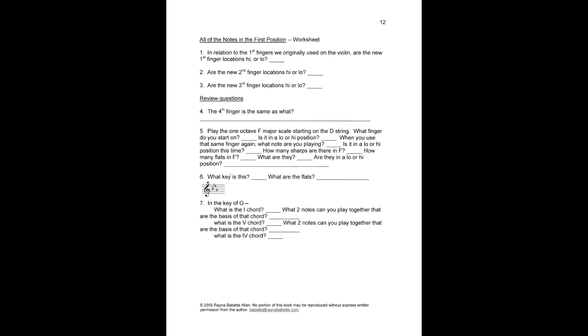Okay, let's get started with our worksheet on all of the notes in the first position. In question 1, in relation to the first fingers we originally used on the violin, are the new first finger locations high or low? Those locations are low. Question 2, are the new second finger locations high or low? They are also low. Question 3, are the new third finger locations high or low? Those are high.